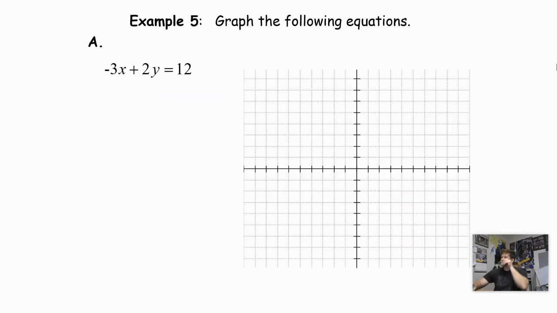Okay, now let's graph them. My last two examples, let's graph this stuff here. We're looking at example 5. It says negative 3x plus 2y equals 12. I'm going to use the shortcut for the graphing stuff. Looking at these intercepts, I could use those shortcuts.